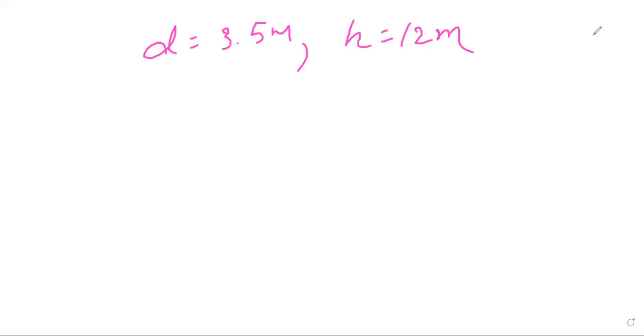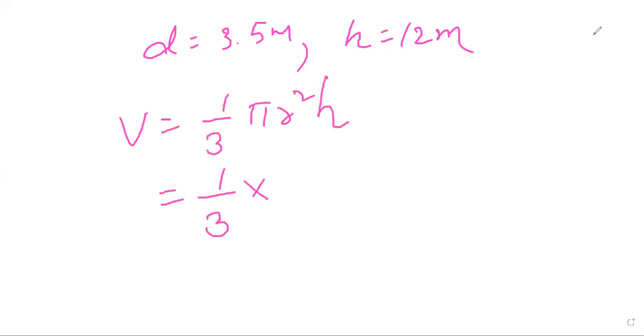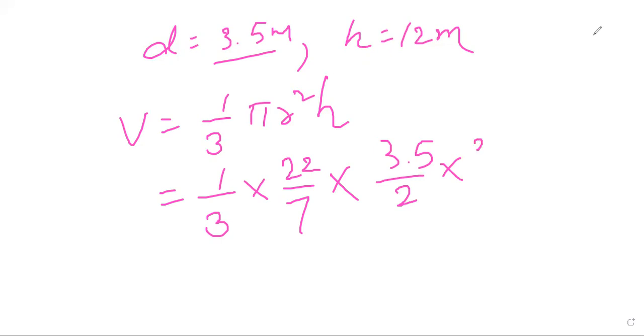So you have to find out capacity, that means you have to find out volume here first of all. So volume हमें मिलेगा मीटर क्यूब में. Same here you will use the formula 1 upon 3 pi r square h is equal to 1 upon 3 into 22 upon 7, radius is half of diameter, 3.5 upon 2, 3.5 upon 2 into height 12.